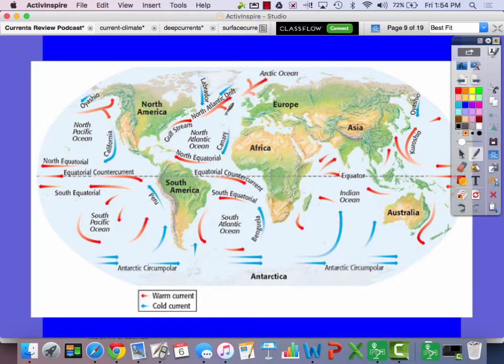You also see up here in the northern hemisphere, we've got the California current. The California current comes down from the poles, headed toward the equator, and it curves across California, the California current there.